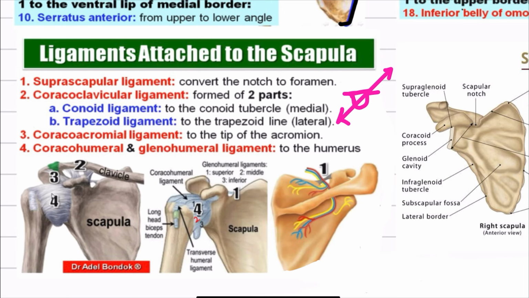Second one is the coracoclavicular ligament, which is formed of two parts, conoid ligament and trapezoid ligament. The third one is the coracoacromial ligament that is attached to the tip of the acromion, and the last ones are the coracohumeral and glenohumeral ligaments to the humerus. इसी के साथ स्कैपुला पूरी तरीके से डिटेलली क्लियर हो जाता है.